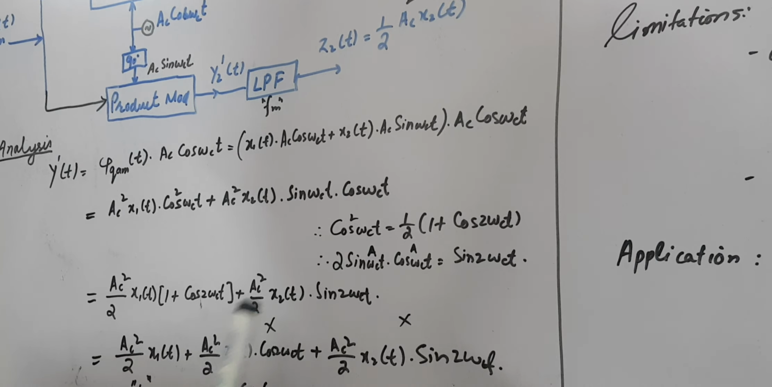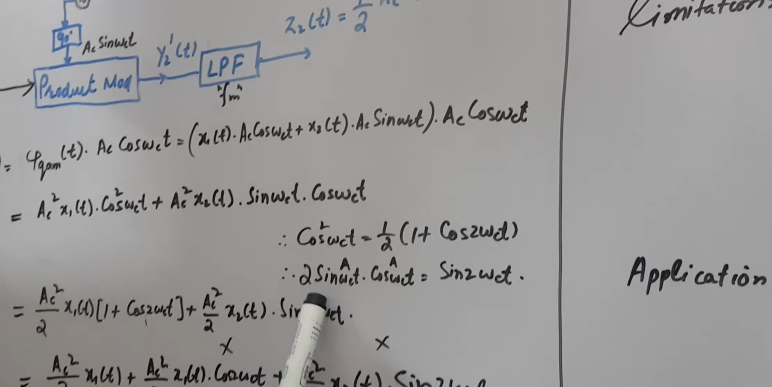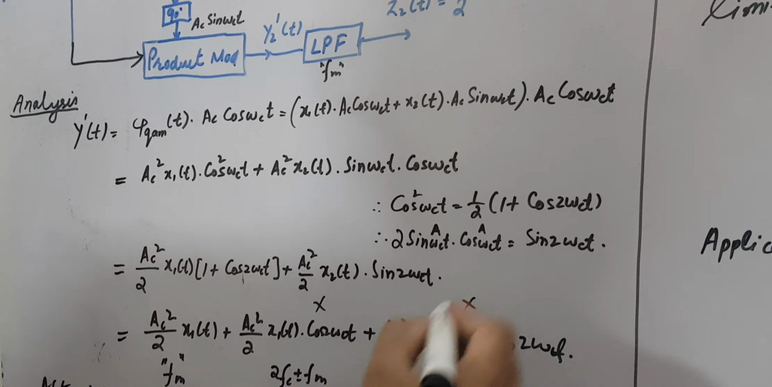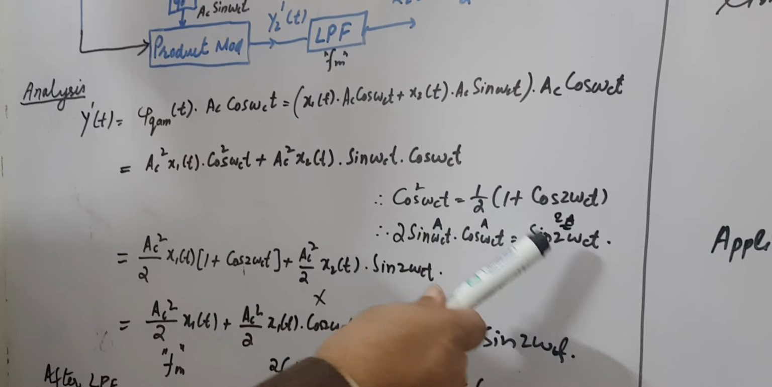The angle is the same, only the sinusoidals are different, like 2 sin A cos A. So 2 sin A cos A is equal to sin 2A. That is why it is sin 2 omega ct.